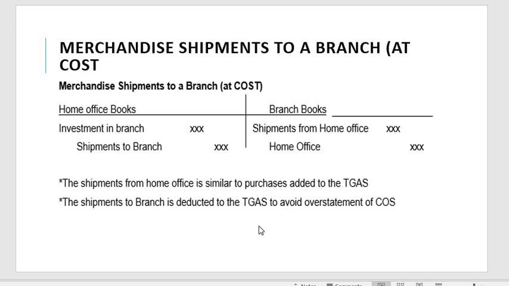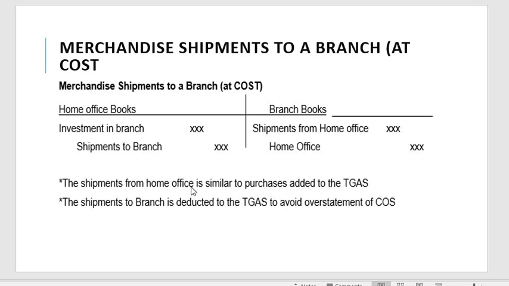Kasi diba, those were shipped to the branch, to avoid overstatement of the cost of sale. So it's an improper accounting practice if mag-ship tayo kay branch, tas i-record natin as sales, tas i-record siya as purchases ni branch. So dapat, we record it to shipments to branch kay home office and shipments from home office kay branch. So, parang okay lang kay branch na i-record niya as purchases din, no? But pero kay side ni home office, that's not a sales. No, that's not a sales.